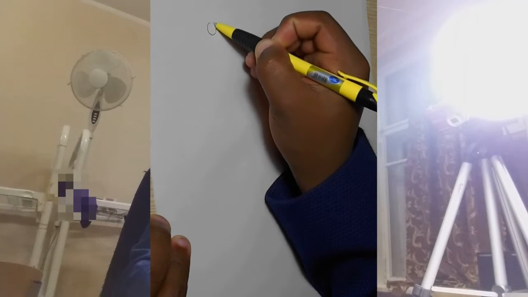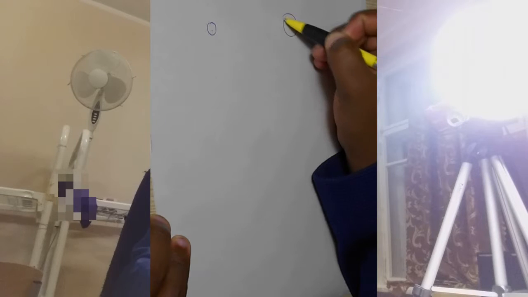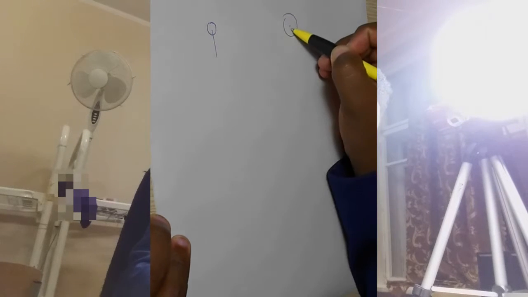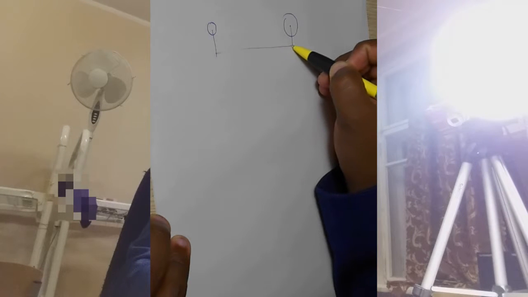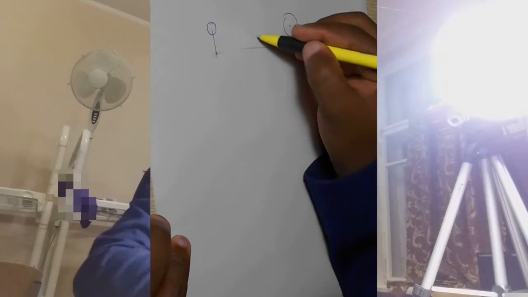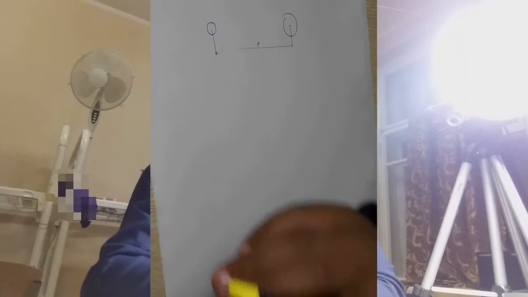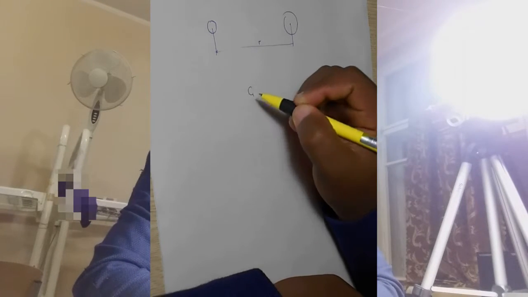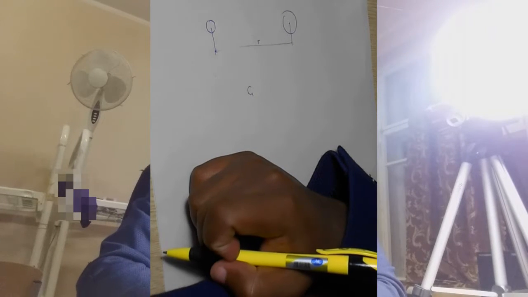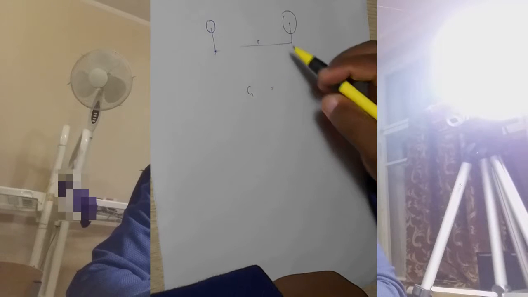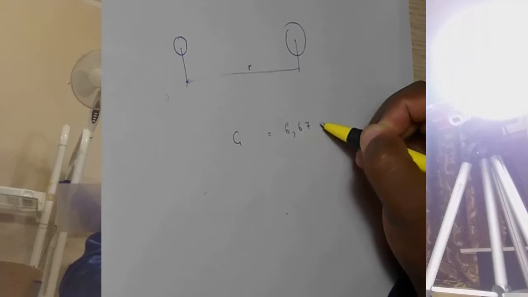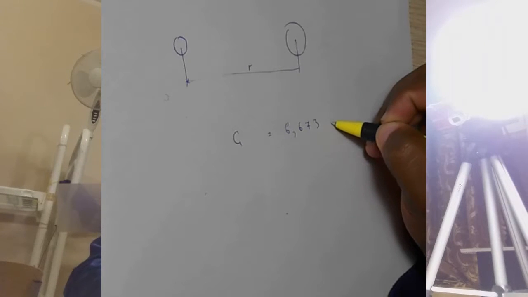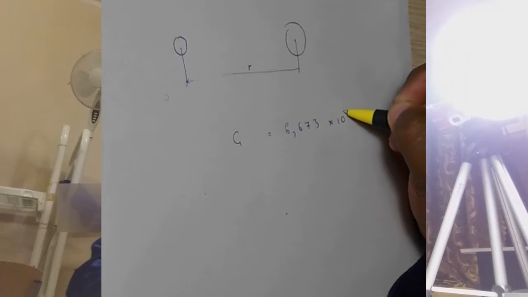So if we have one object and the second object, and if we know the distance between these objects, let's give it the sign r, and for this force we need to understand we have a constant which is called G. G is the gravitational constant, which is equal to 6.673 multiplied by 10 to the power negative 11.